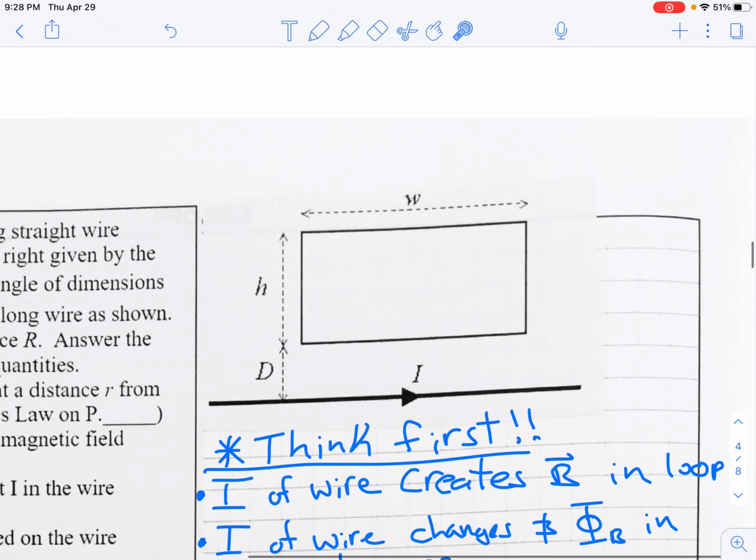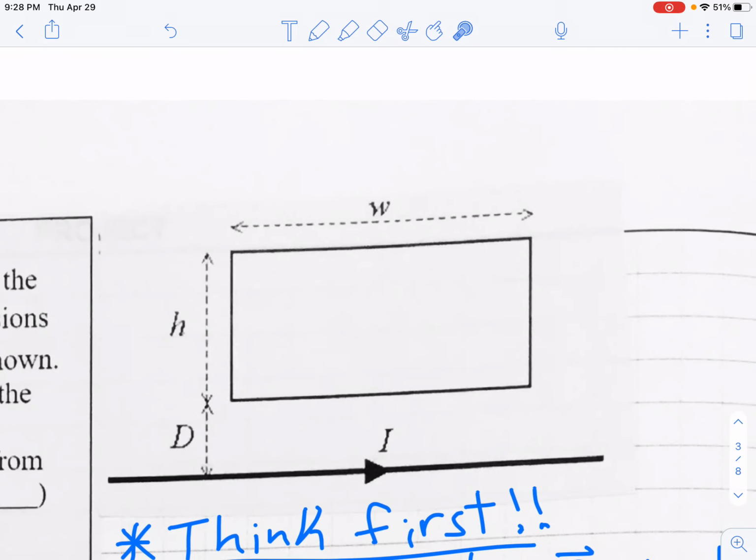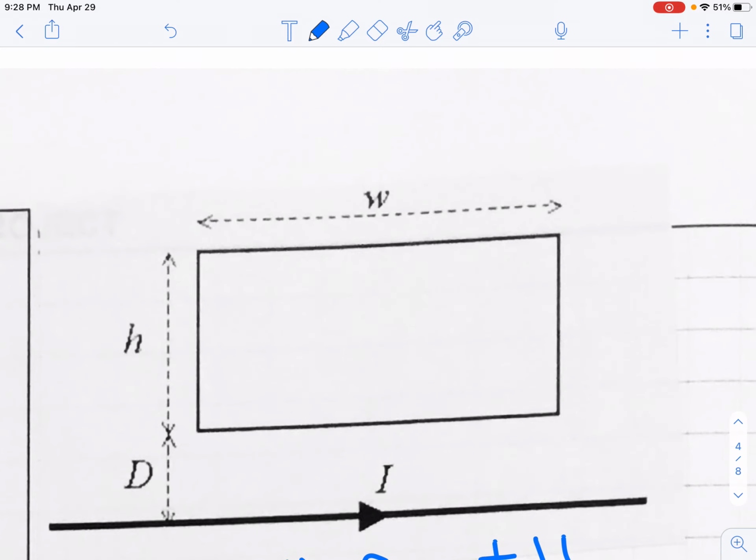We have a current flowing through a wire, and that's going to create a magnetic field inside this loop. We can use the right-hand rule to determine which direction that is. You would point your thumb in the direction of current, so point your thumb to the right, curl your fingers. Above the wire, up here, your fingers are pointing out of the page here, right? So we have a magnetic field here, which is going to point out.